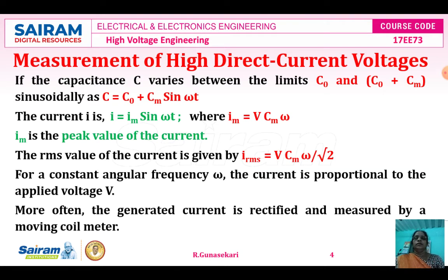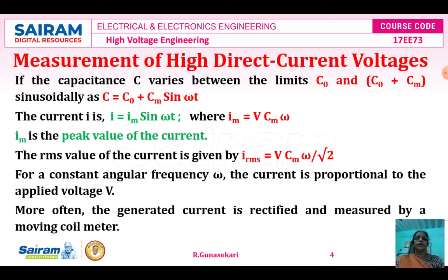Then, if the capacitance C varies between the limits C0 and C0 plus Cm sinusoidally, because C = C0 + Cm sin ωt, now the instantaneous value of the current is i = Im sin ωt. The Im is nothing but the peak value of the current.